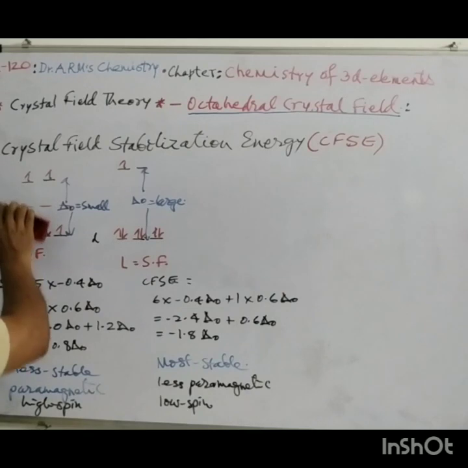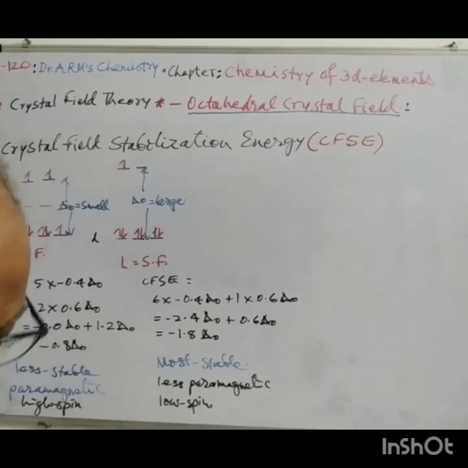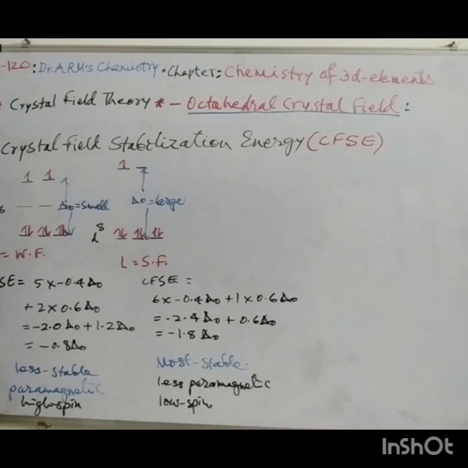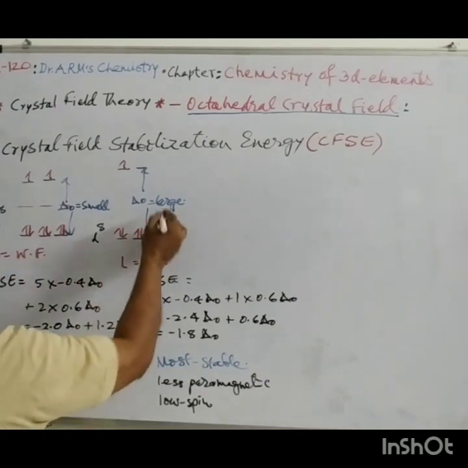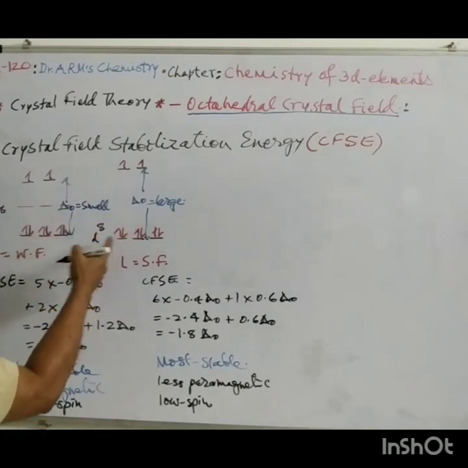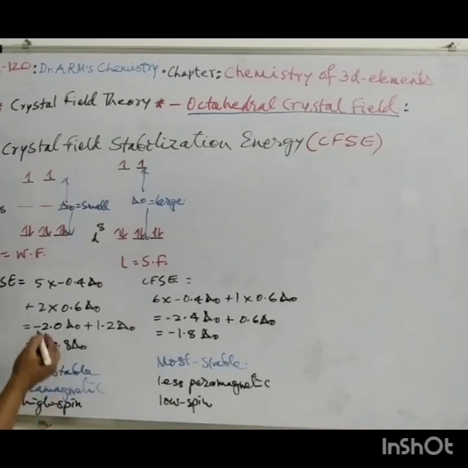Then if we go to the next configuration, that is the D8 configuration. Now we can have one more electron, so that will go into this T2G orbital, and here it will go into this EG orbital. So in this case, you will find that the ligands are different, but the electronic configuration is the same.